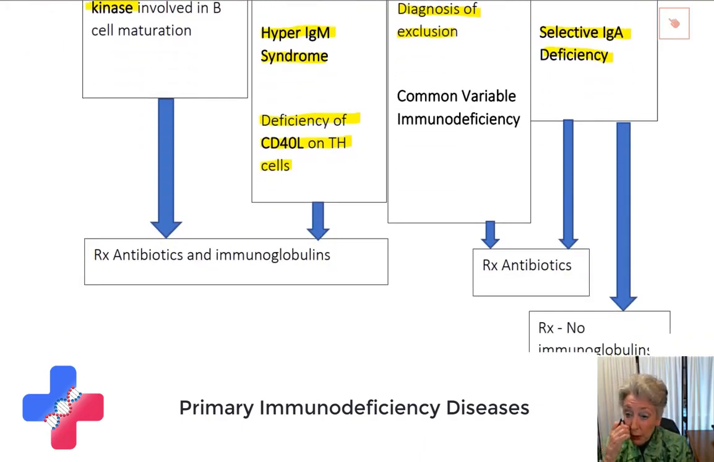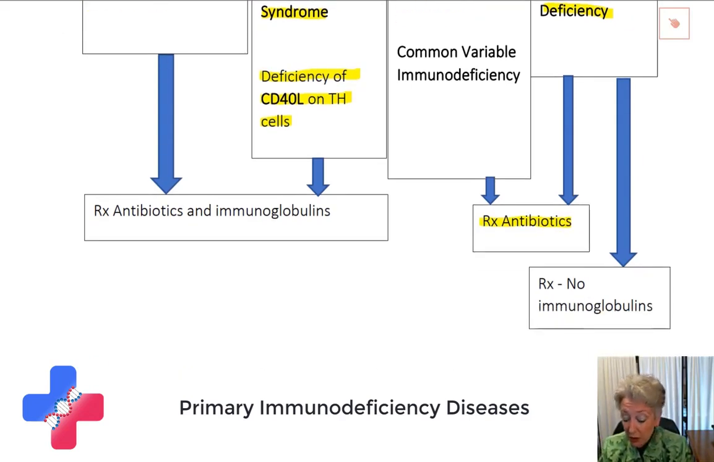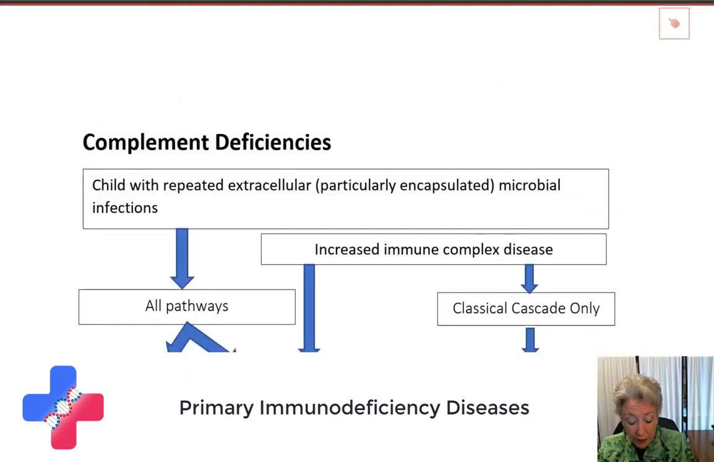So notice that although we give antibiotics in both of those last two cases, we do not give immunoglobulins to the patient with selective IgA deficiency, because that will induce them in some cases to make IgE against those immunoglobulins. And of course, anaphylaxis can be fatal in those scenarios.